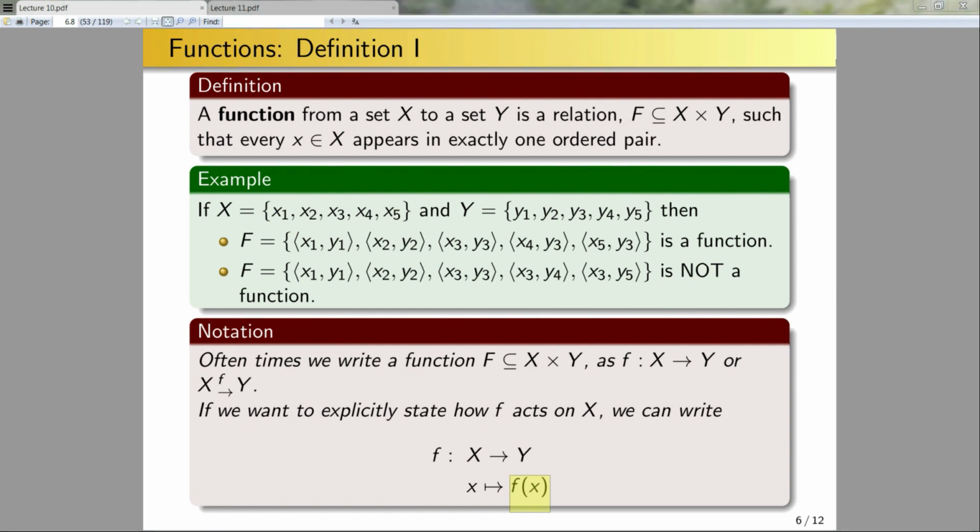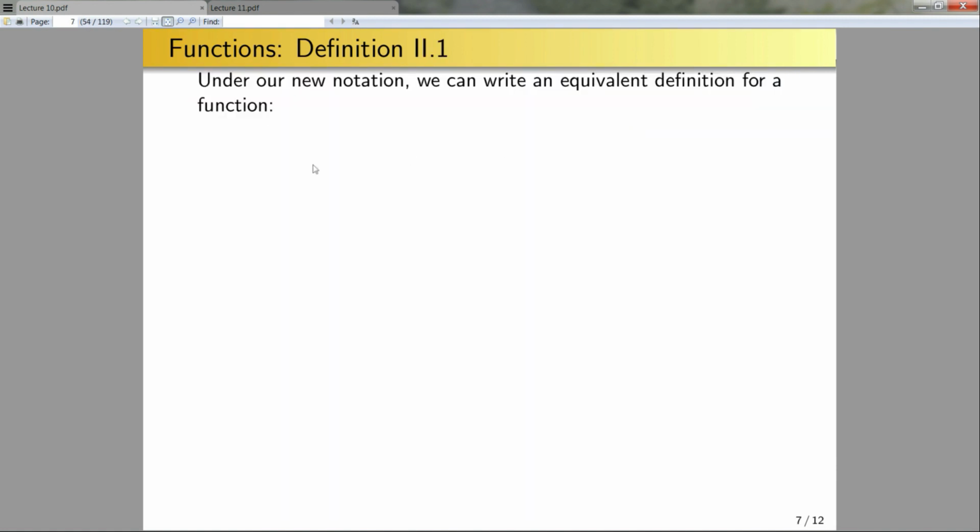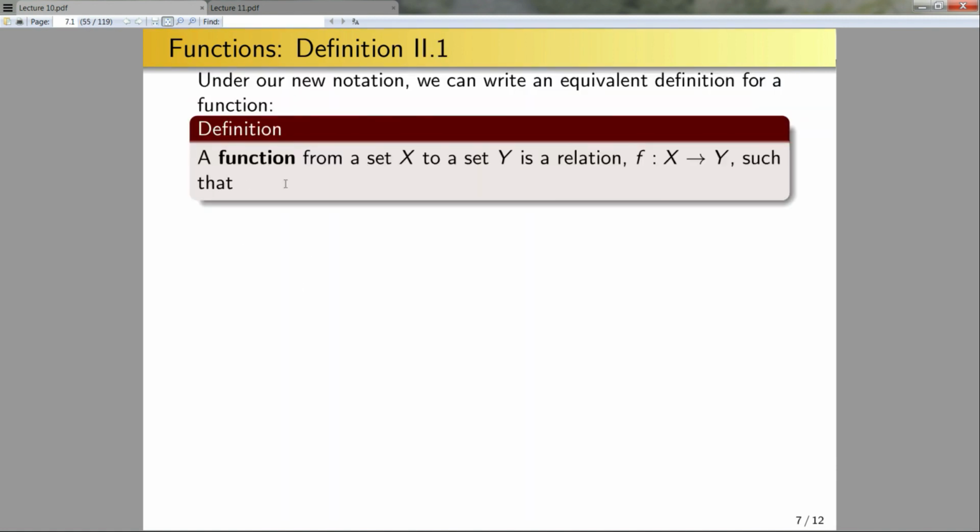Now, under this new notation, I can give an equivalent definition of a function to the first definition that you may have seen before. Explicitly, a function from a set X to a set Y is a relation f mapping X into Y, such that for every x in X, there is a unique value f of x in Y. Again, this is just saying that for any given element x in X, there is a unique, or single, value f of x in Y.